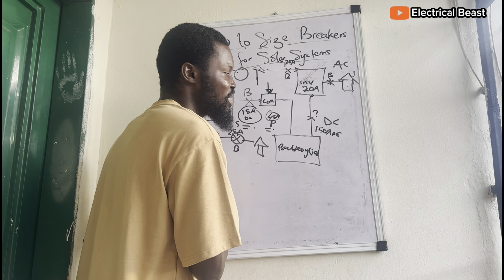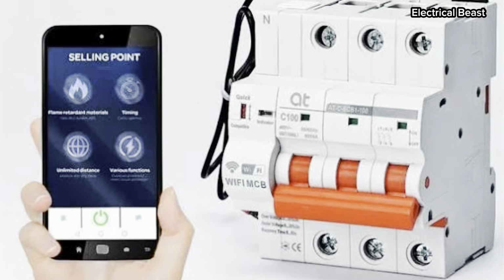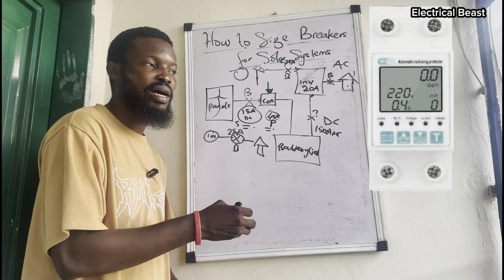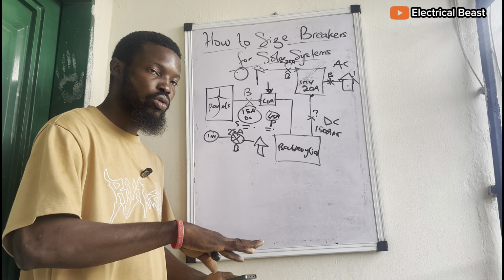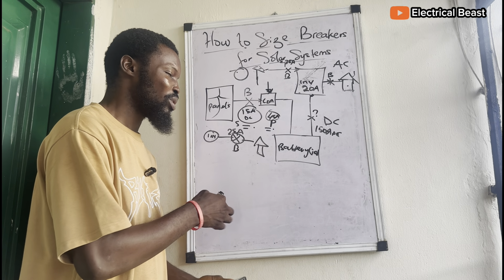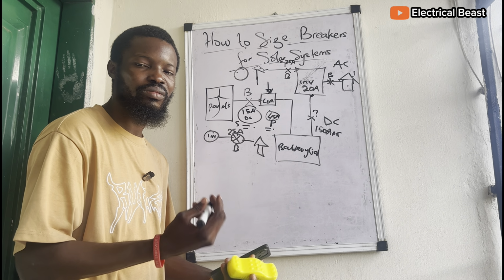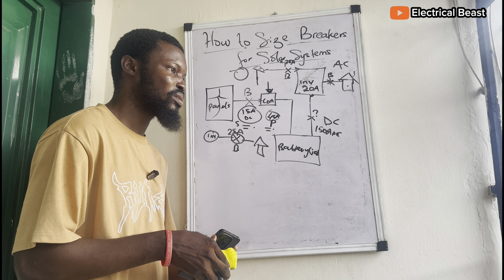Now, we have different types of breakers. We have smart breakers right now. These smart breakers, you can connect them to a Wi-Fi device and you'll be able to set any of these parameters by yourself on your smartphone. We have double pole breakers, single pole breakers, even triple pole, a lot of them on the market right now. So that's it for this class.